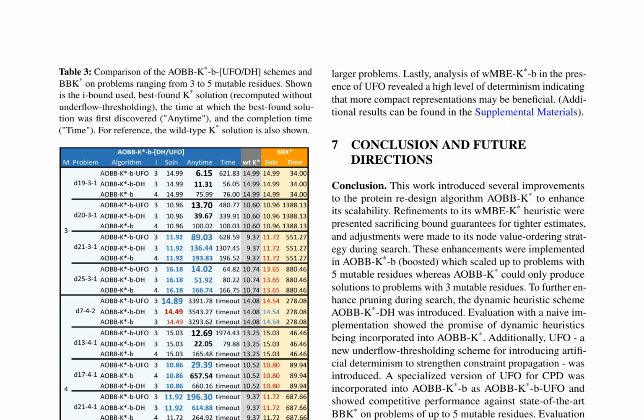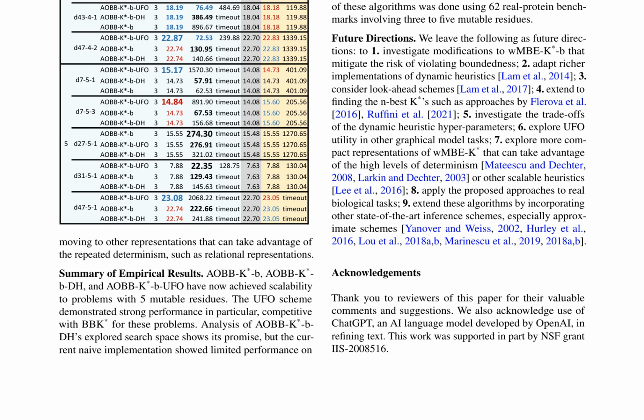The comparative analysis of protein redesign algorithms, specifically AOBB-KB, AOBB-K DH, and AOBB-K UFO, reveals distinct performance profiles in terms of scalability and efficacy. Notably, the UFO algorithm demonstrates strong performance when applied to problems involving 5 mutable residues, suggesting its potential for tackling complex protein design tasks. AOBB-K DH shows promise due to its ability to explore a vast search space, which could be beneficial in solving larger problems. However, the current implementation of this algorithm is limited in its capacity to handle such tasks effectively.